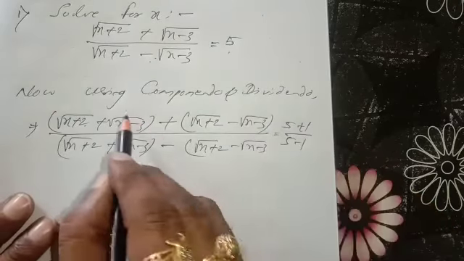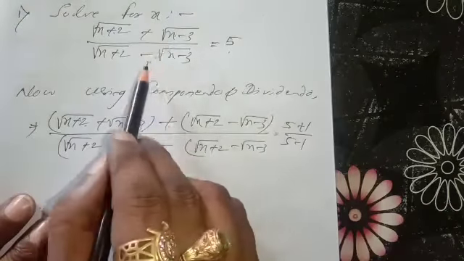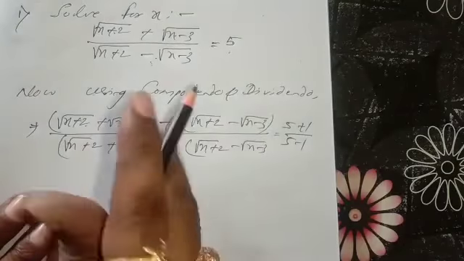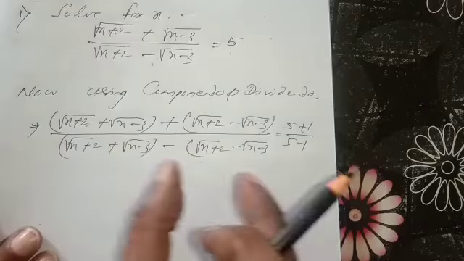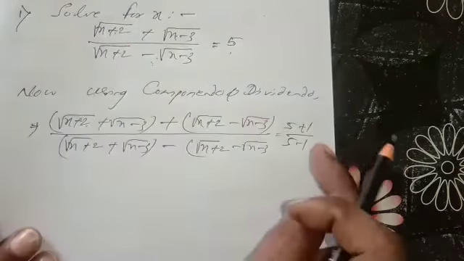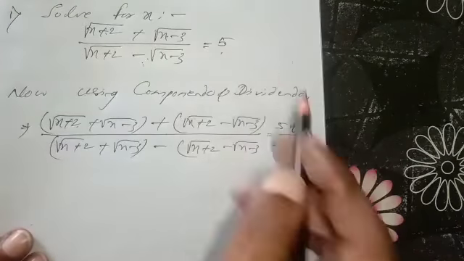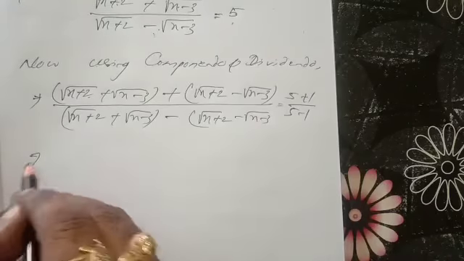Using the properties componendo and dividendo, this total is written as a, and this is b. A by b is equal to c by d. Then a plus b by a minus b. B means the denominator, a means the numerator. Same procedure, right? Numerator is 5, denominator is 1, so 5 plus 1 by 5 minus 1. Now you see what will be the next result.